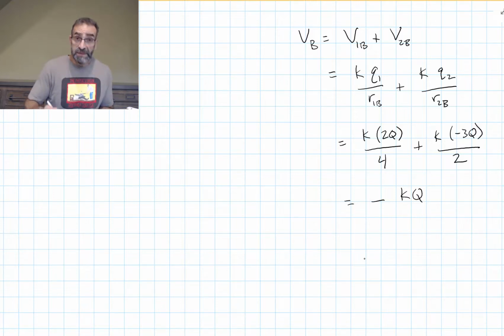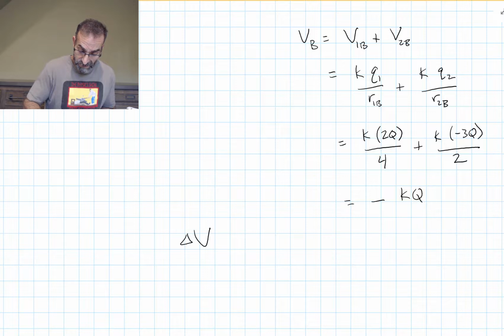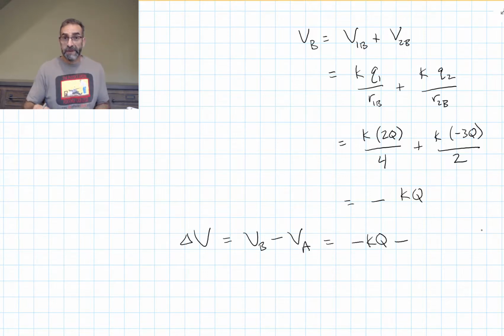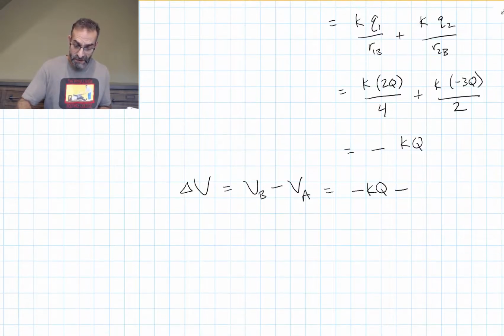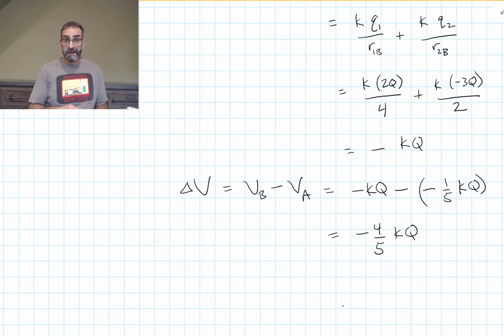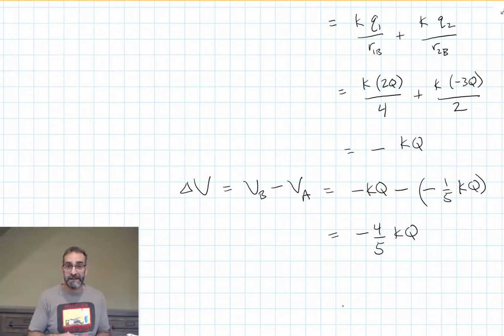So if we're trying to find the potential difference, we're going to get minus KQ, and we have to subtract from that a negative 1/5 KQ. So our potential difference is negative. Ask yourself, how does that change if you're moving a negative charge between points A and B? Did you think about it?